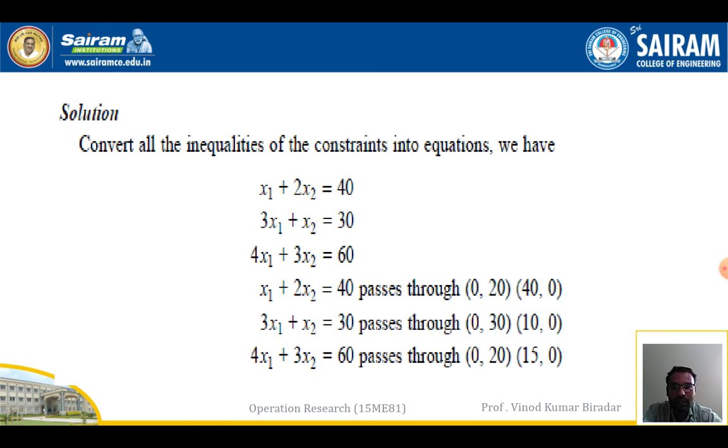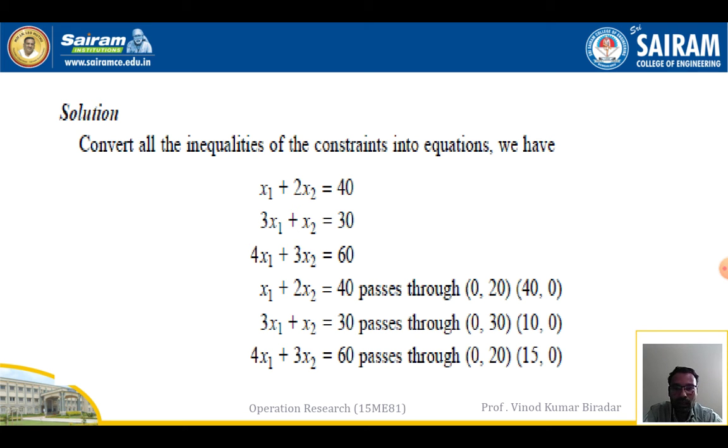Once you put x1 is equal to 0, go for x2 is equal to 0. When x2 is equal to 0, x1 is equal to what? Here this term becomes 0, so you get x1 is equal to 40. I wrote here, so for x1 plus 2x2 is equal to 40 the line is passing through 0 comma 20 and 40 comma 0. How did you get 0 comma 20 and 40 comma 0? Substitute x1 is equal to 0, you get 0 comma 20, and put x2 is equal to 0, you get 40 comma 0.